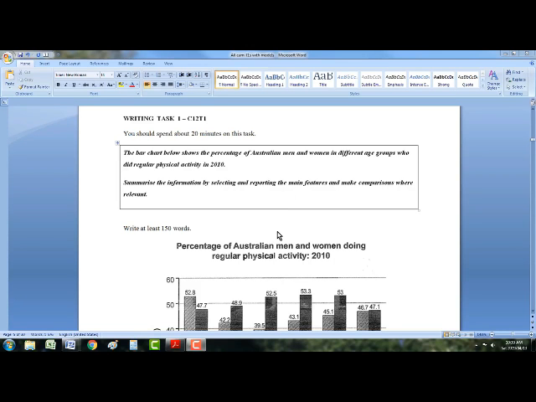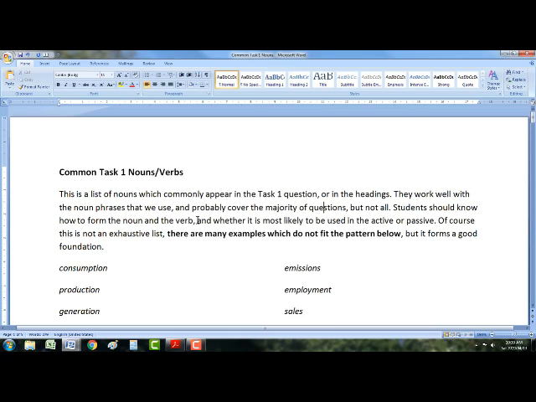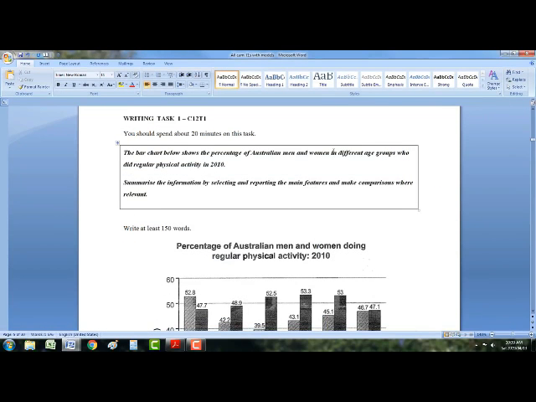A lot of students have asked me. We've got noun phrase 1, 2, and 3, but sometimes that system doesn't work. If you remember in this document over here, I said there are many examples which do not fit the pattern below, so we need to start figuring out how to deal with that. This is a good example because in this one the main verb is did. It's very difficult to work with did. You're not going to use did or doing as your main nouns. So what do we do in this situation?